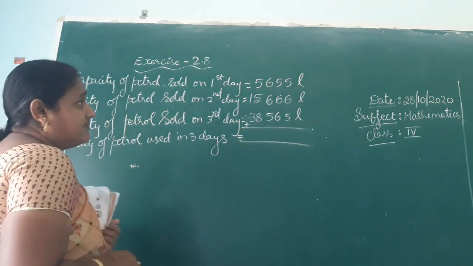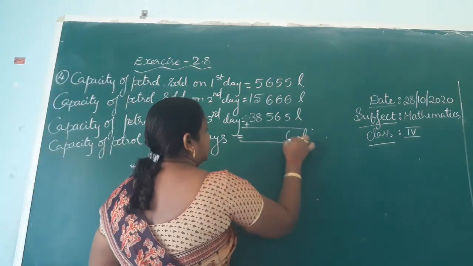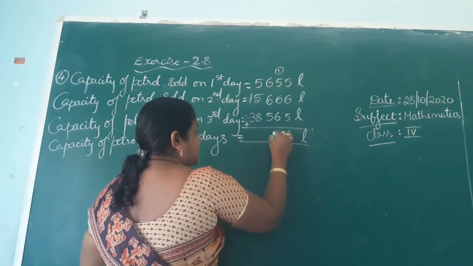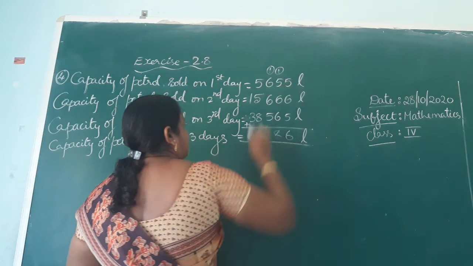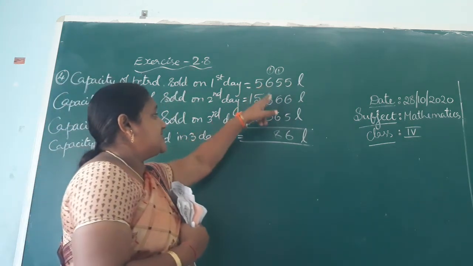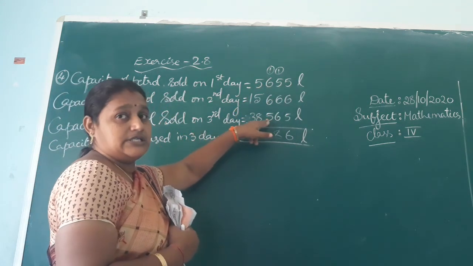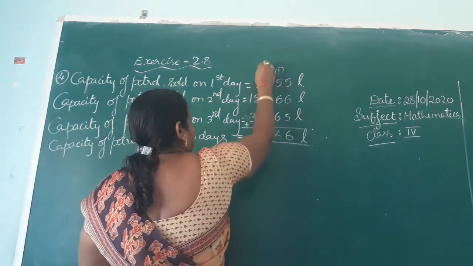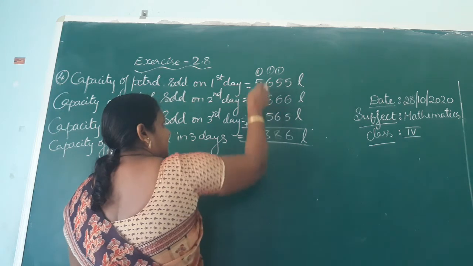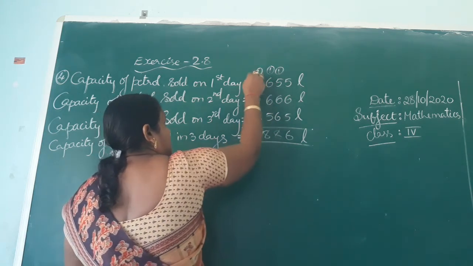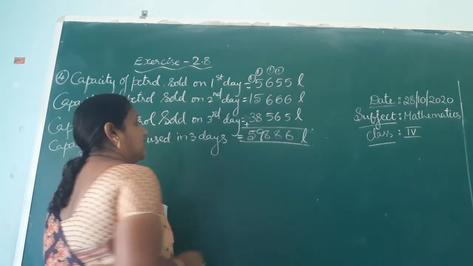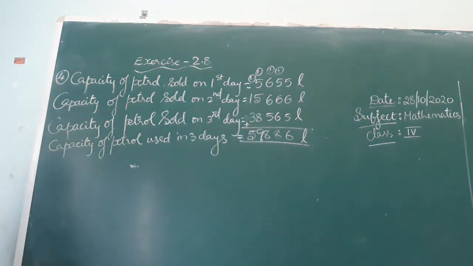Okay. 5 plus 5, 10. 10 plus 6, 16. Next, 5 plus 1, 6, is 12. 12 plus 6, 18. Again 5, 6 plus 6, 12. 12 plus 5, 17. 17 plus 1, 18. 5 plus 5, 10, 10 plus 8, 18, 18 plus 1, 19. Next, 1 plus 1, 2, 2 plus 3, 5. It's nothing but 58,886 liters of petrol was used in 3 days.